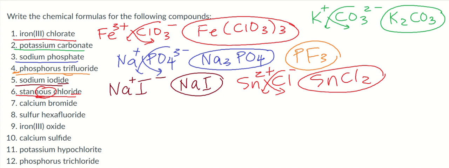Okay. Calcium bromide, that's another ionic compound. IDE, that's not a polyatomic ion. That's just another straightforward cation and anion. So calcium is an alkaline earth metal, 2 positive charge. Bromine is a halogen, 1 negative charge. Crisscross those numbers. And there you go.